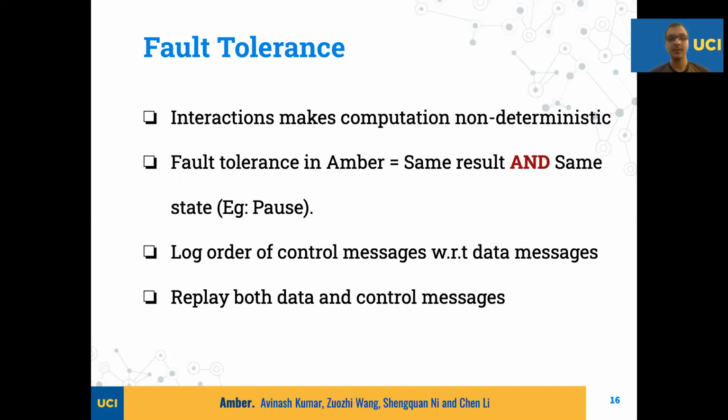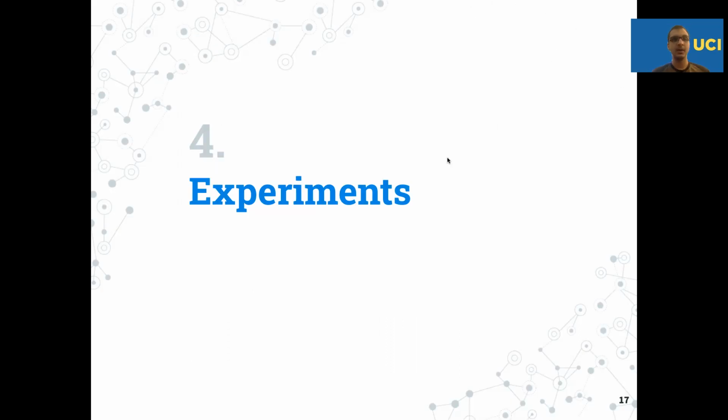after recovery. To do this, we log the order of control messages received by each actor with respect to the data messages. And in cases of failure, the data and control messages are replayed in the same order for every actor. Now let's go over a few experiment numbers for Amber.